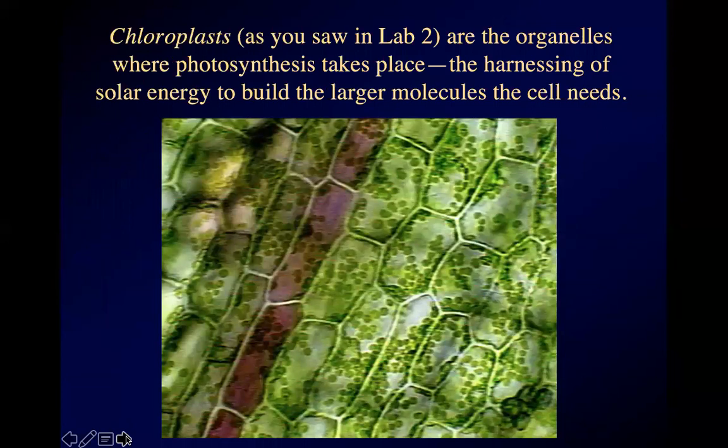Way back in lab 2, hopefully you saw chloroplasts. They're those green dots in the water plant leaf. Those are the organelles where photosynthesis takes place, harnessing solar energy to take water and carbon dioxide and build those into sugars and then into larger molecules that the plant needs. So that's the plant's little solar panels right there, the chloroplasts, these little green dots.